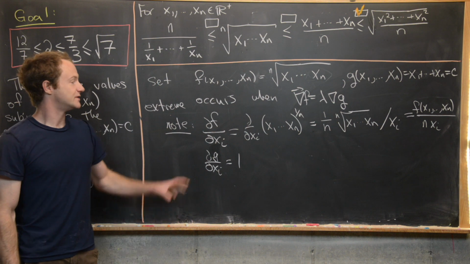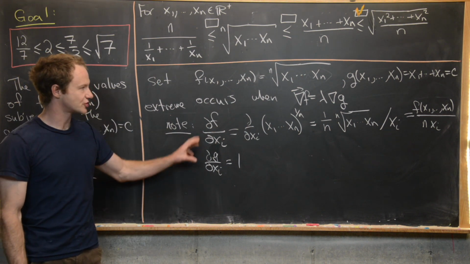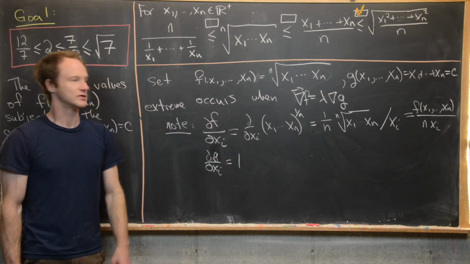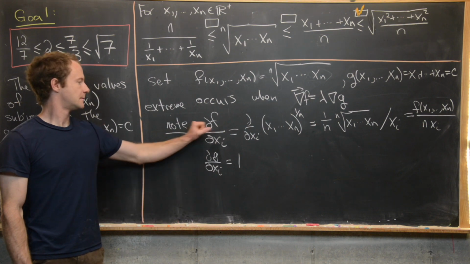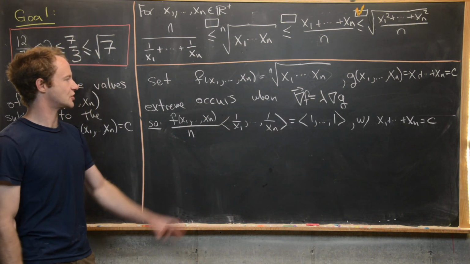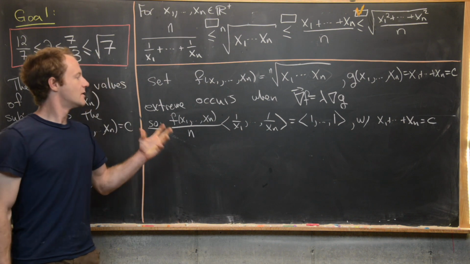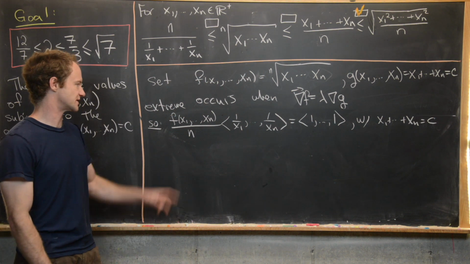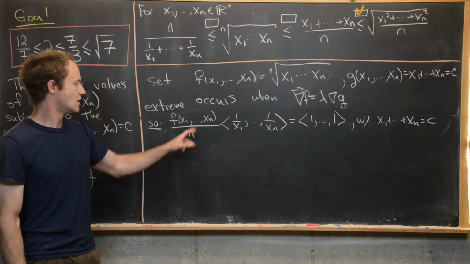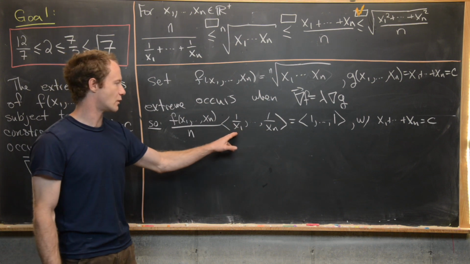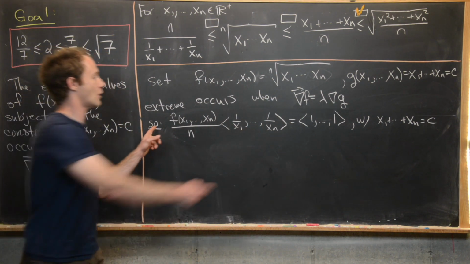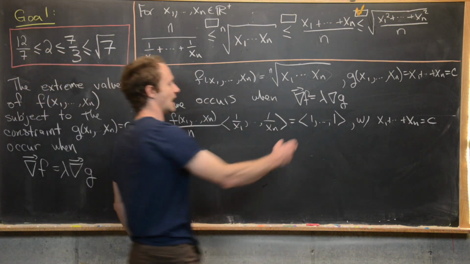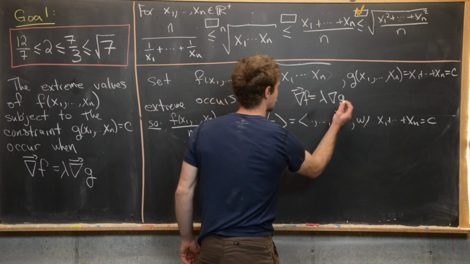Okay, great. So now what I want to do is use these two partial derivatives to build a vector equation like this, gradient f equals lambda gradient g. So let's do that. Okay, so that gives us the following equation. I've taken the gradient of f, but notice I've factored out this scalar multiple. So we've got f of x1 to xn over n times this vector, which is 1 over x1 up to 1 over xn. All of this left-hand side is the gradient of f, as we sketched out on the last board. And then times lambda, the gradient of g.